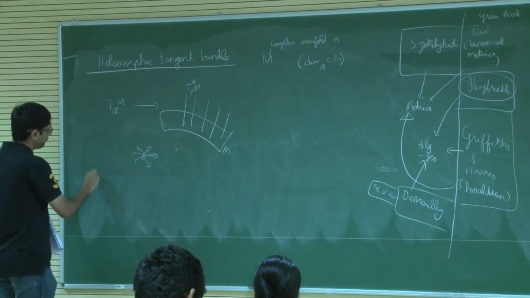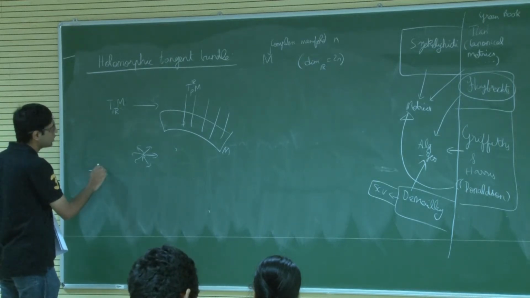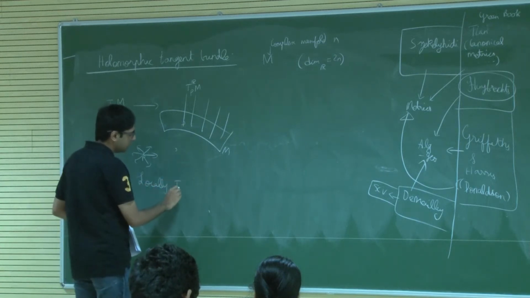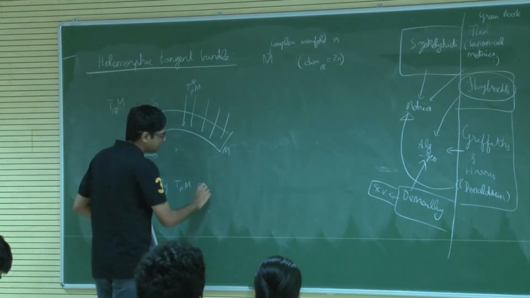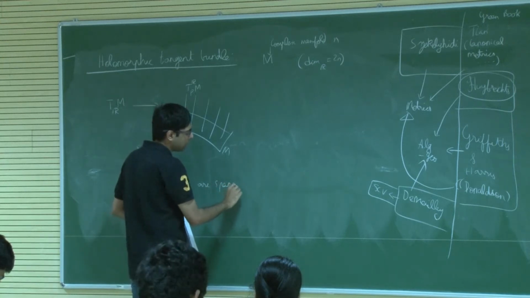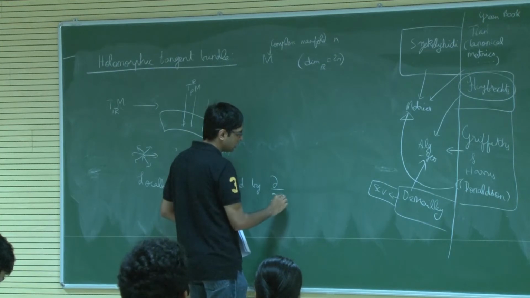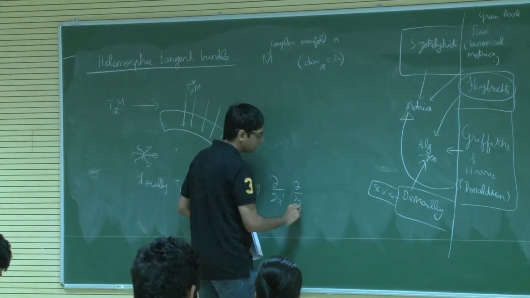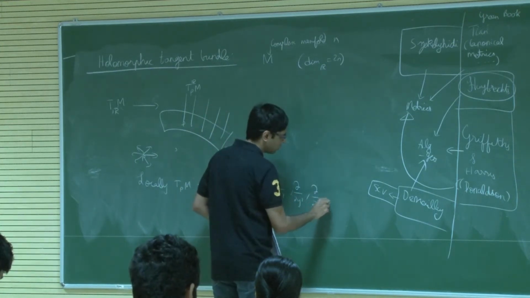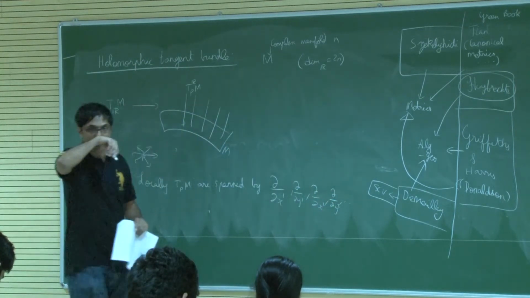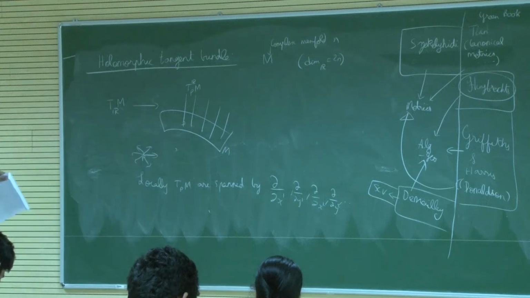Akin to that, you have the complex one. Locally, these T_pM are spanned by the following basis: ∂/∂x1, ∂/∂y1, ∂/∂x2, and so on. There's a reason I'm writing coordinates this way. So locally they're spanned by these.